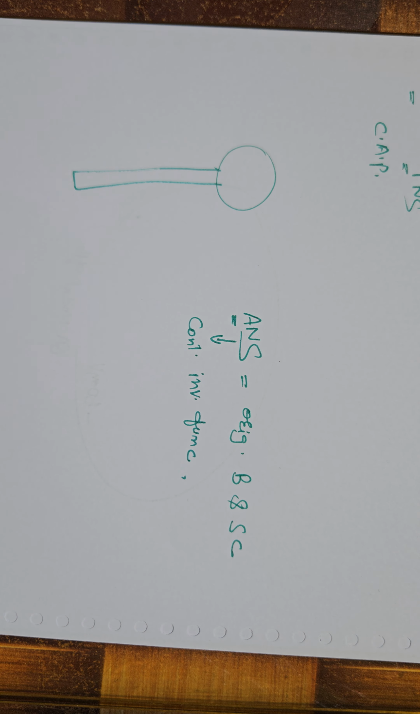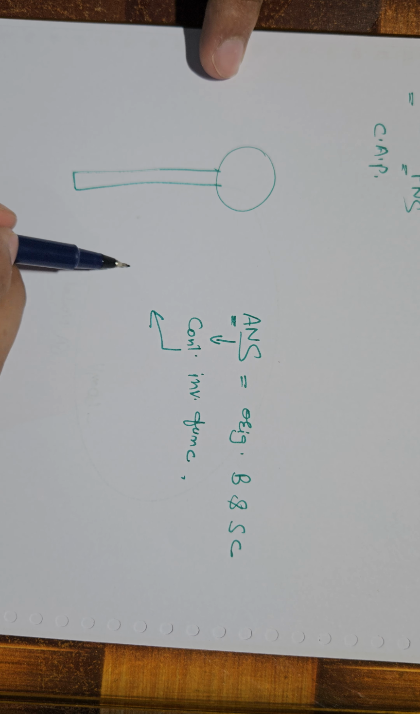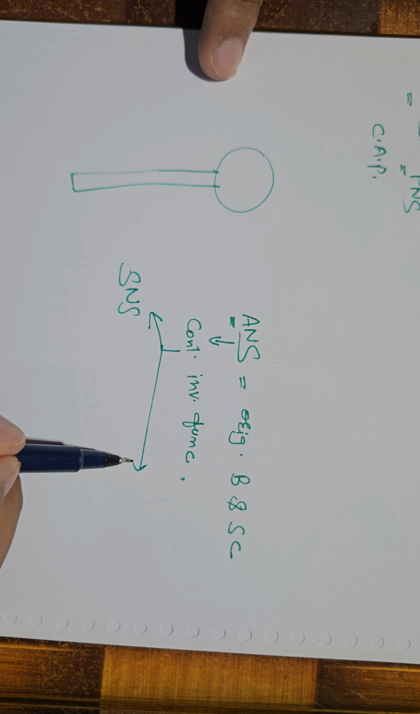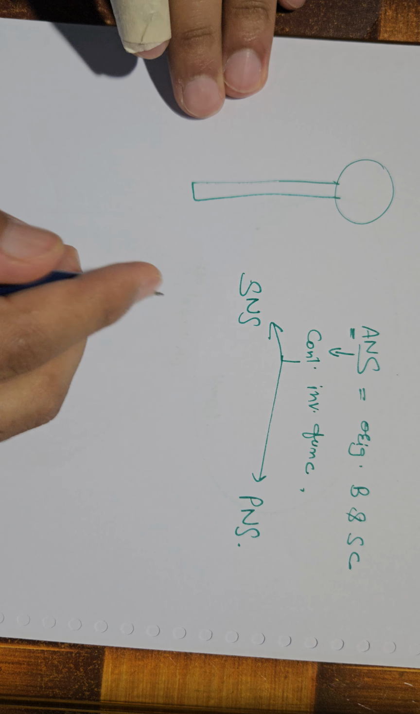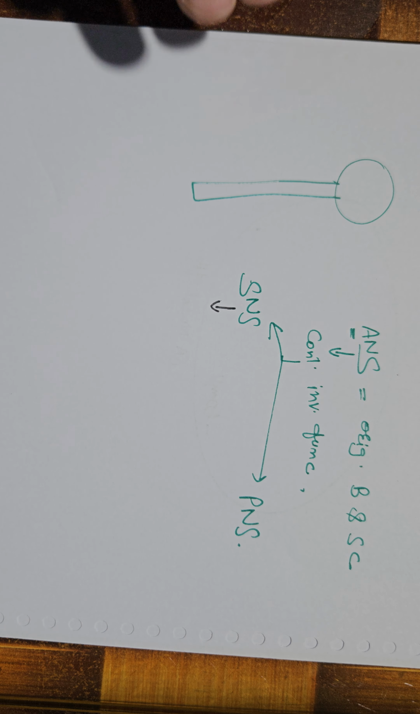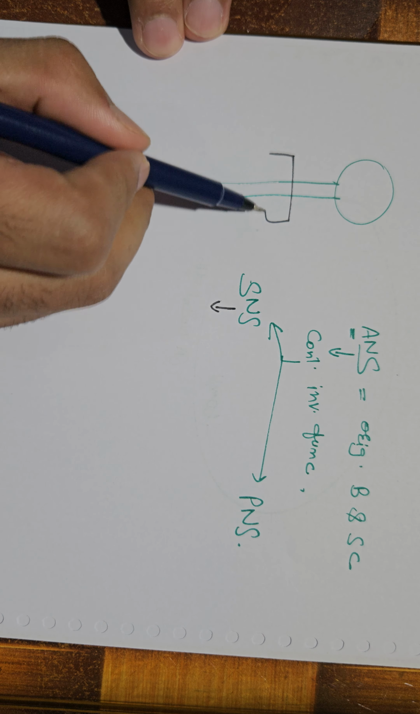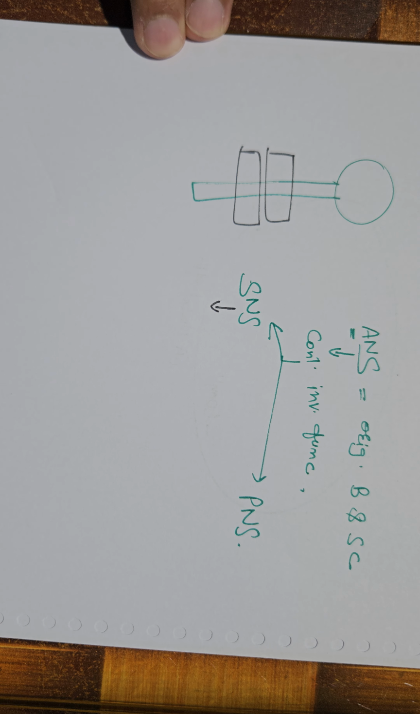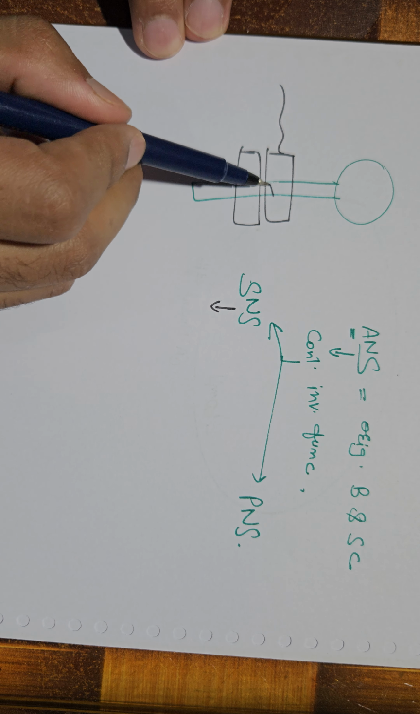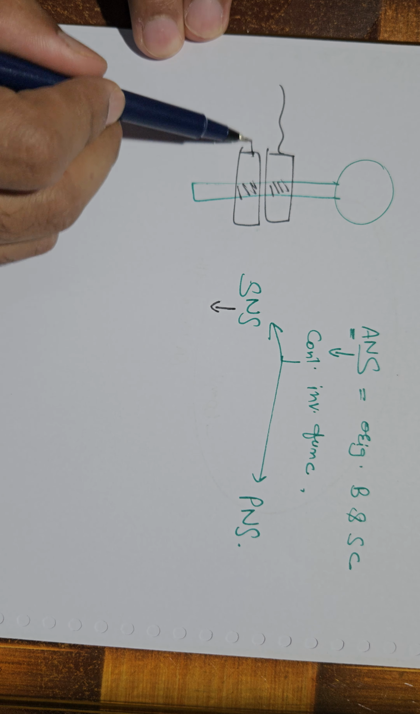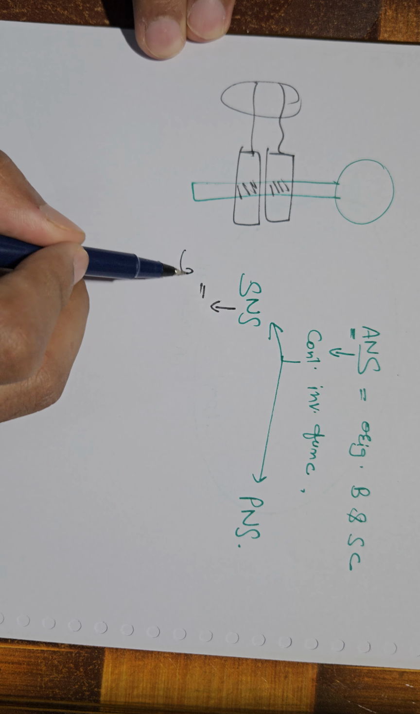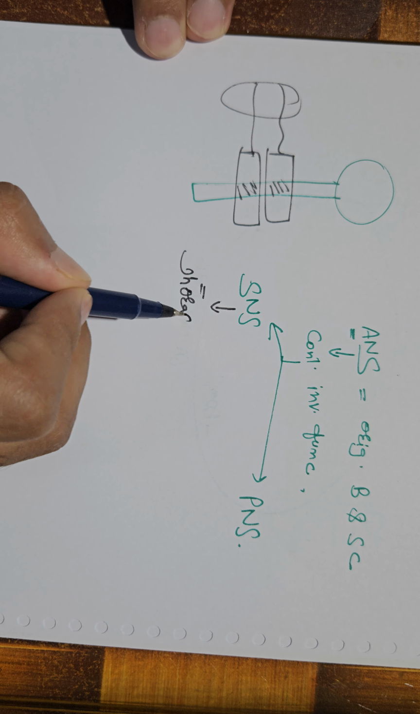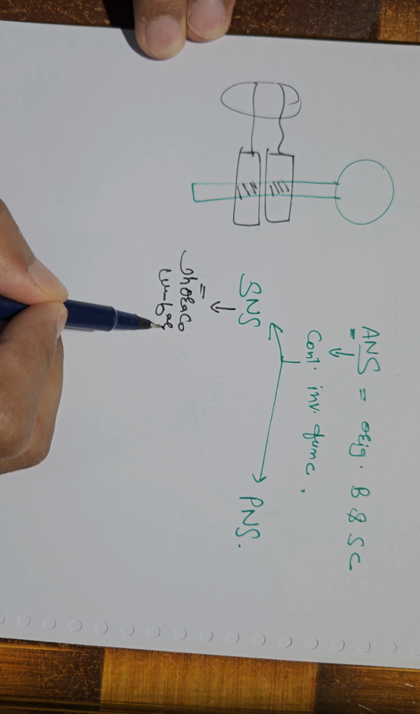Is that clear? Now this autonomic nervous system is of two types. Number first is the sympathetic nervous system, and number second is the parasympathetic nervous system. Now this sympathetic nervous system is that portion of autonomic nervous system which originates from the thoracic and the lumbar portion of the spinal cord. So those nerves which are originating from the thoracic and the lumbar portion of the spinal cord, these nerves constitute sympathetic nervous system. So sympathetic nervous system constitutes thoraco-lumbar outflow.